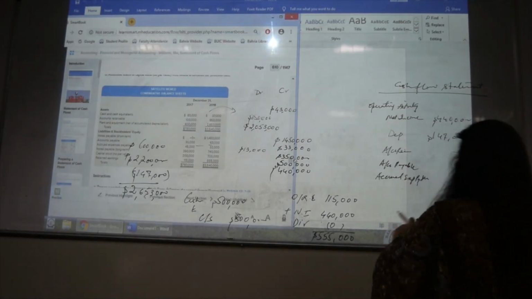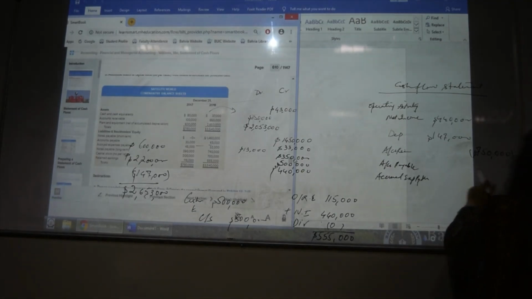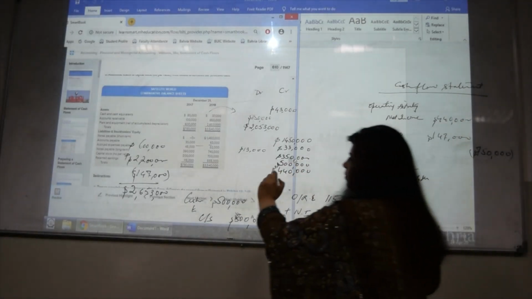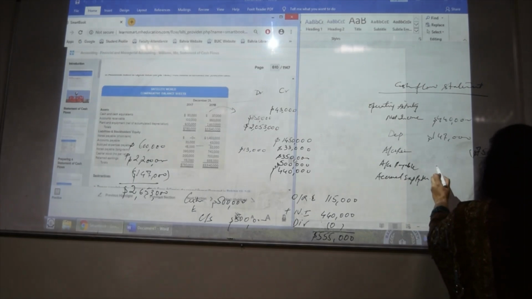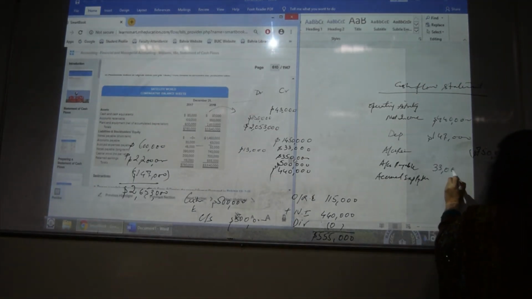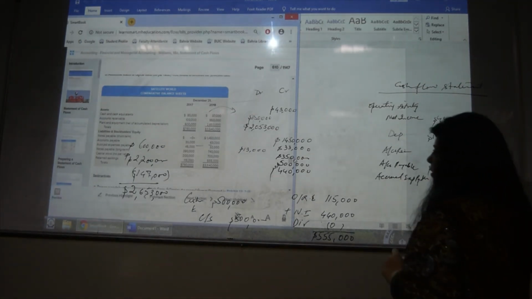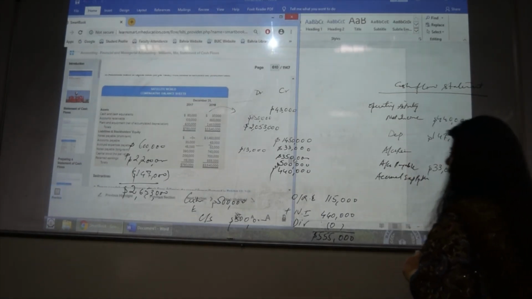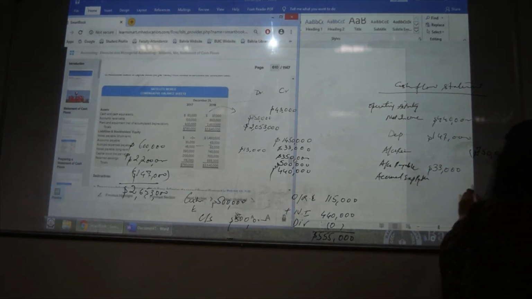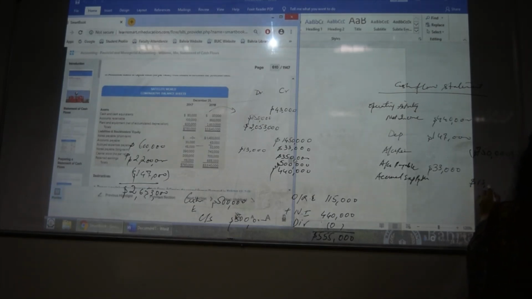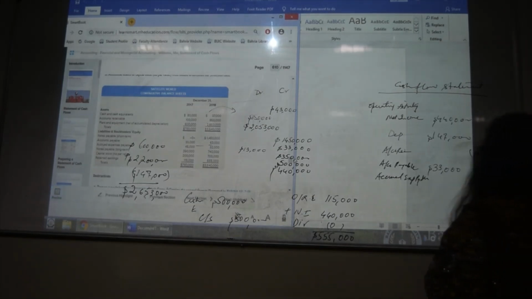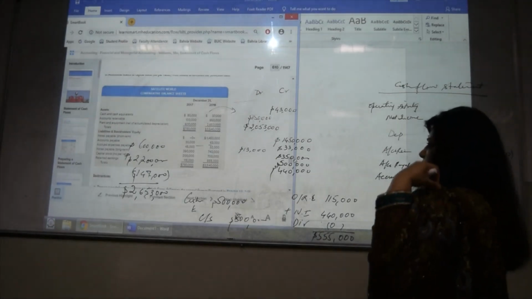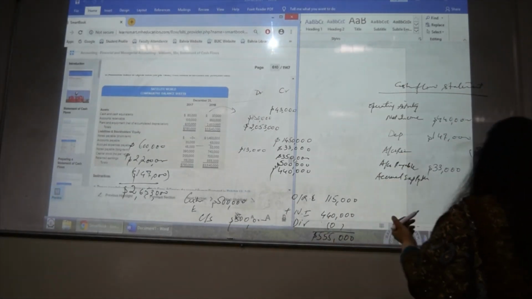Sorry, it's increasing. So this is going to be added up. Yes, this is increasing, it's going to be added up. I misread that. And the next is actually reducing, so we are going to be subtracting that. So 13,000 is our outflow. Okay, then this would I think be the conclusion of the operating activity.